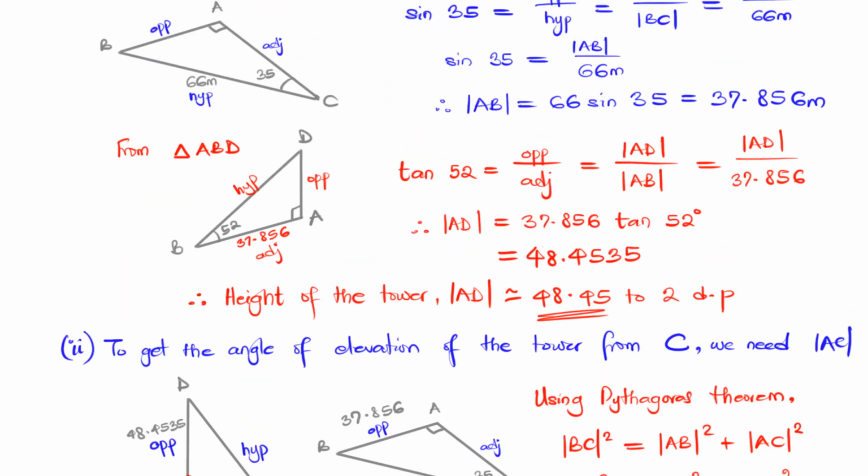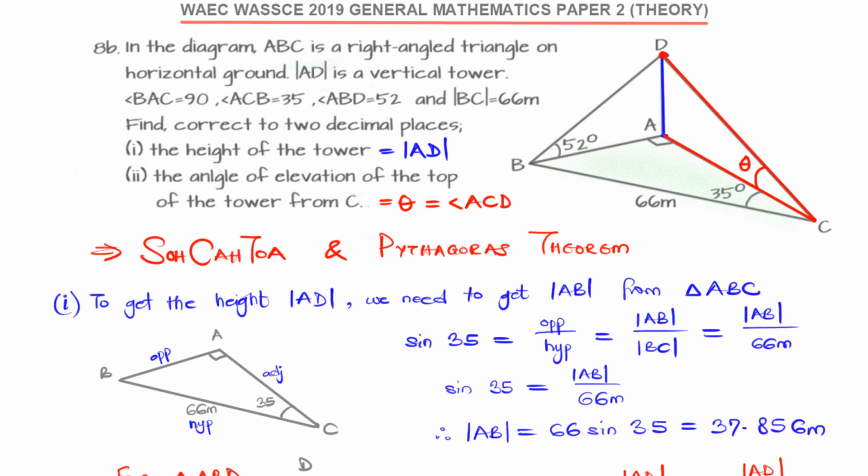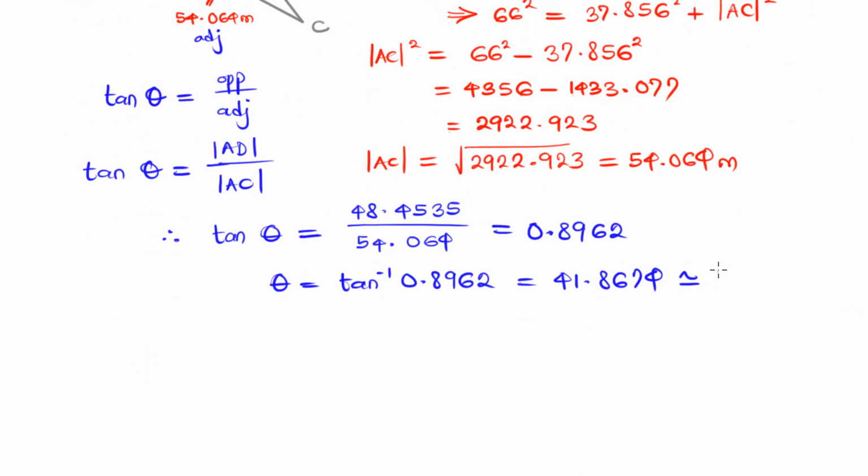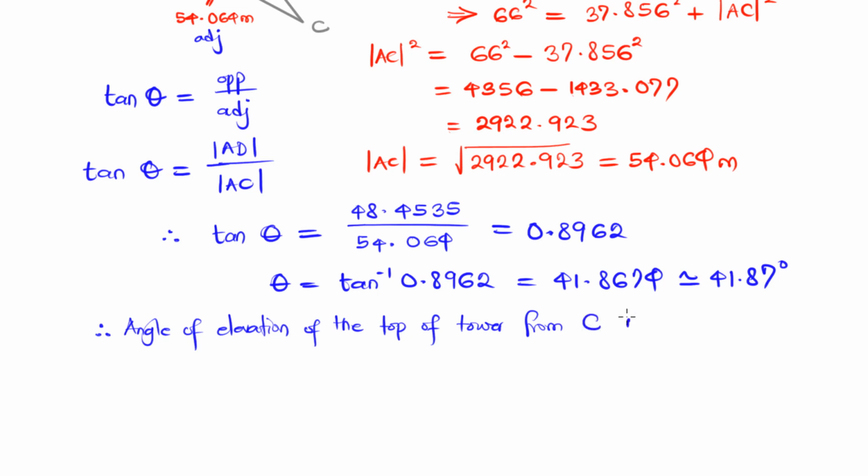But we're asked to find our answer correct to 2 decimal places. So that will be 41.87, because the 7 will be rounded up, adding 1 to the 6. So the angle of elevation of the top of the tower from the point C, as asked in the question, which we denoted as theta, is 41.87 degrees. That's the solution to our question.